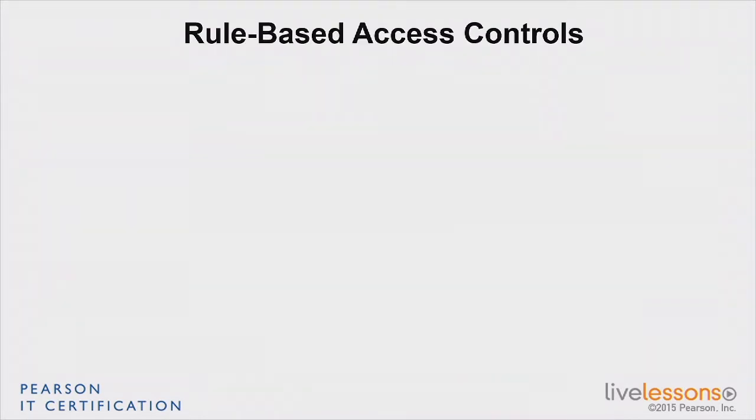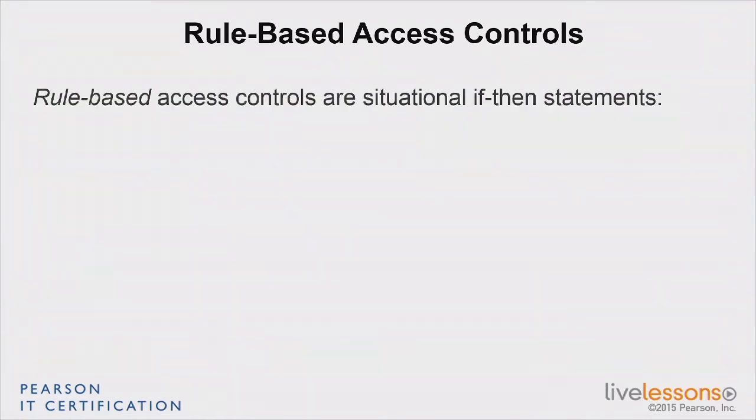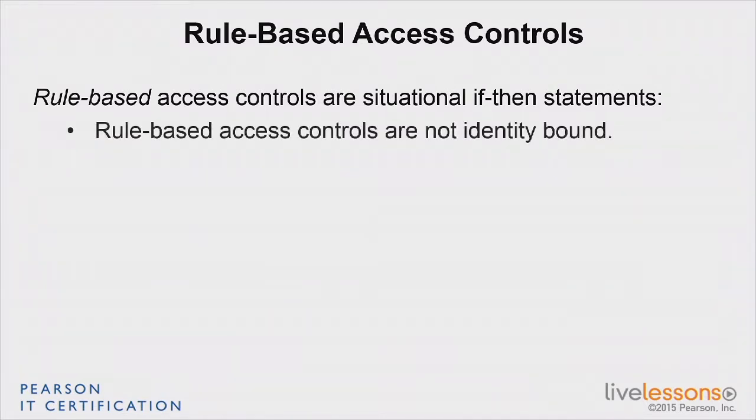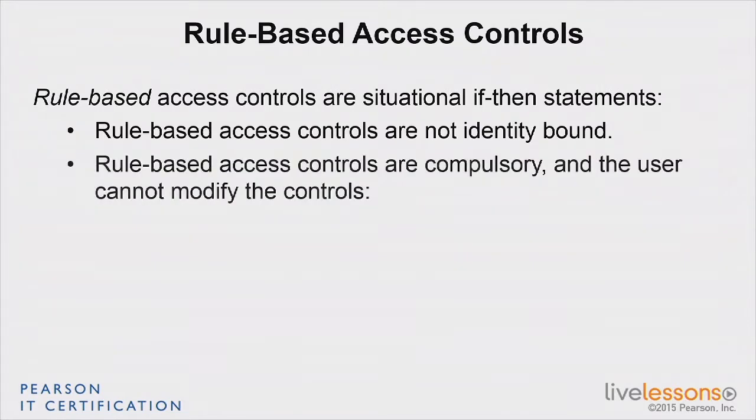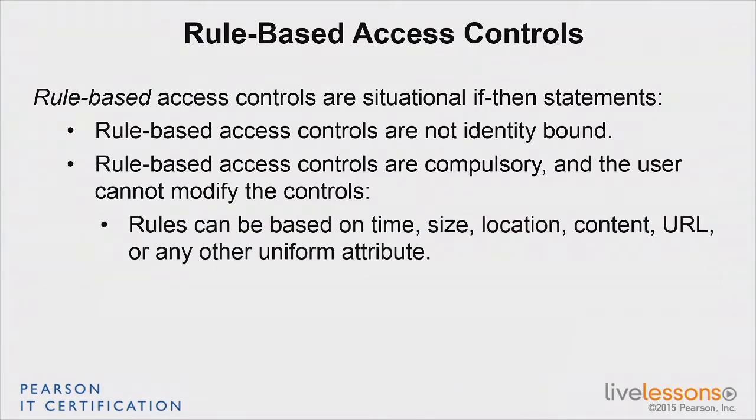We can also use rule-based access controls to assign access permissions. Rule-based access controls are situational if-then statements. Rule-based access controls are not bound to the identity, so they're not subject-bound at all. They are based on very specific situations and what would happen in those situations. Rule-based access controls are compulsory, and the user cannot modify the controls. Rules can be based on time, size, location, content, a URL, or any other uniform attribute. And rules can be combined.